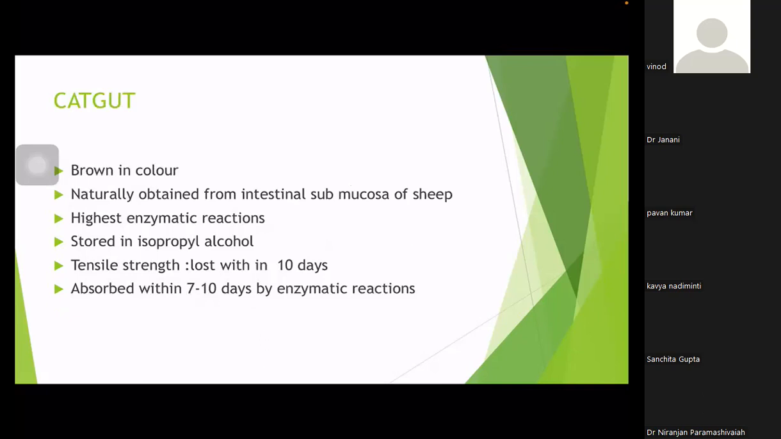CATGUT. These are the first used sutures, made by the textile industries, brown in color, and naturally obtained from the intestinal submucosa of sheep. Highest enzymatic reaction, because they are highly prone to infections as they undergo a proteolytic reaction. So these are stored in isopropyl alcohol, because they are more prone to enzymatic reactions in normal air. Tensile strength lasts within 10 days, and it is absorbed within 7 to 10 days by enzymatic reactions.